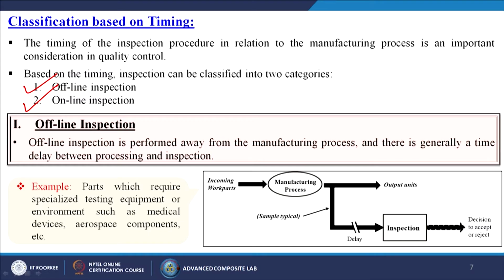What is offline inspection? Offline inspection is performed away from the manufacturing process and there is generally a time delay between processing and inspection, which we have discussed in detail in our previous lecture. What are the examples? Parts which require specialized testing equipment or environment, such as medical devices, aerospace components, etc. So, from this particular image you can easily understand the offline inspection.